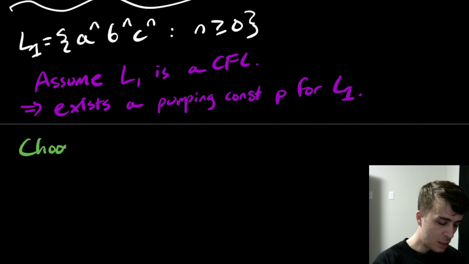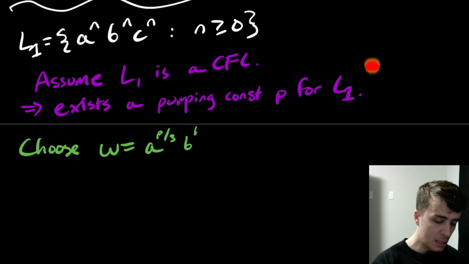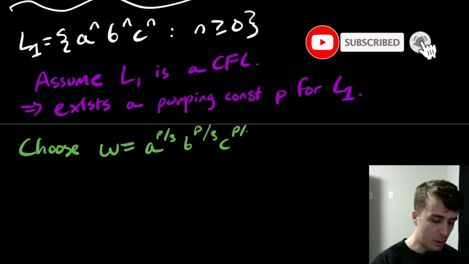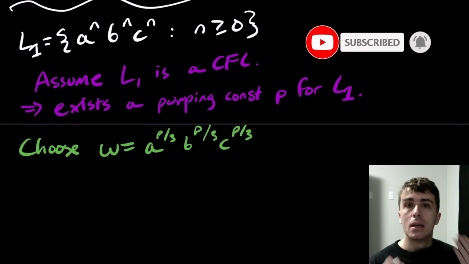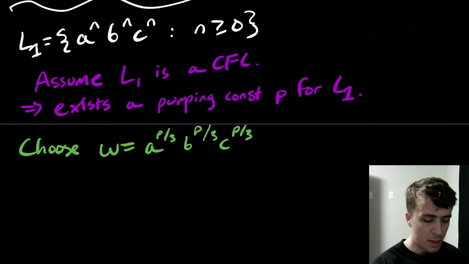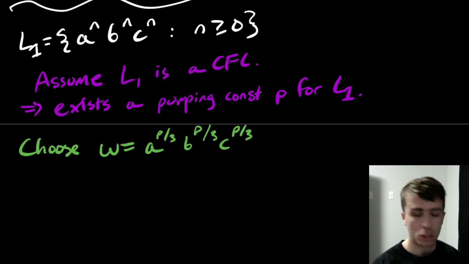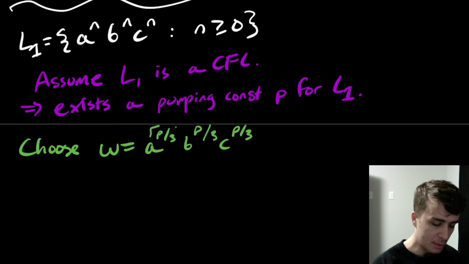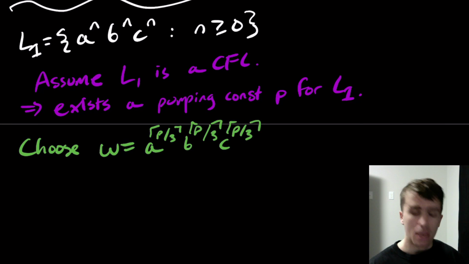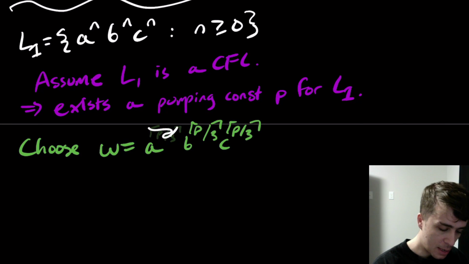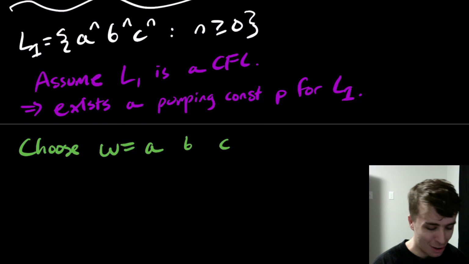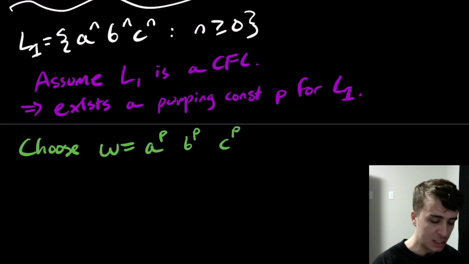So one thing that you might try is to pick a to the p over 3, b to the p over 3, c to the p over 3. Well, that has length at least p. There are several problems with it, but one thing is that p might not be a multiple of 3, so this is not an integer, but you can fix that by, say, taking the ceiling of these if you wanted to, and that has length at least p. But there's an easier one to write down and to actually consider, which is a to the p, b to the p, c to the p.